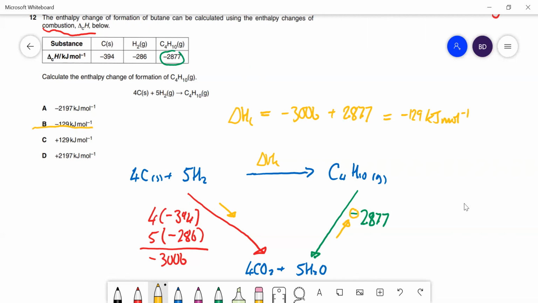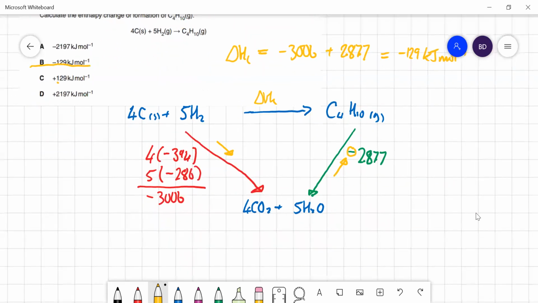Okay, and if you get your arrows the wrong way around, you'd end up with C. Obviously, the enthalpy of formation could be positive, it could be negative. Right.